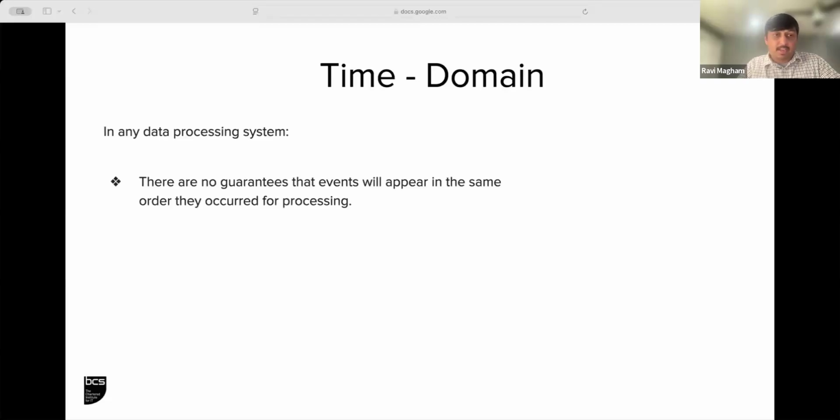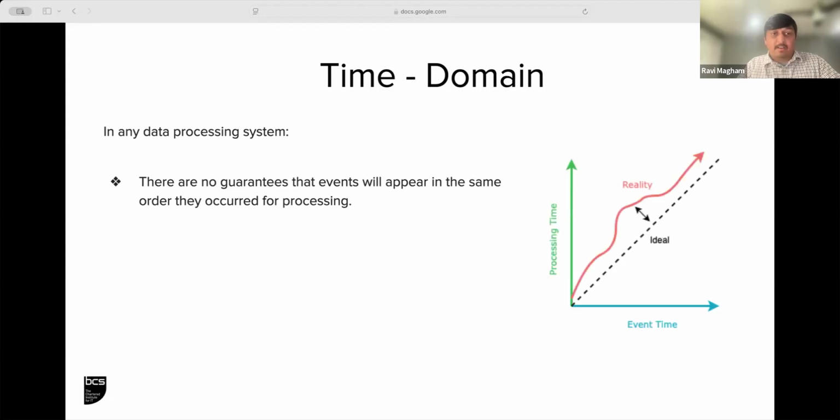As we know, in any data processing system, there are no guarantees that the events are going to come in order as and how they actually occurred. So if you take this example graph, if you plot the event time and processing time, the dotted one is the ideal one, where you are able to process the data as soon as the event has occurred.